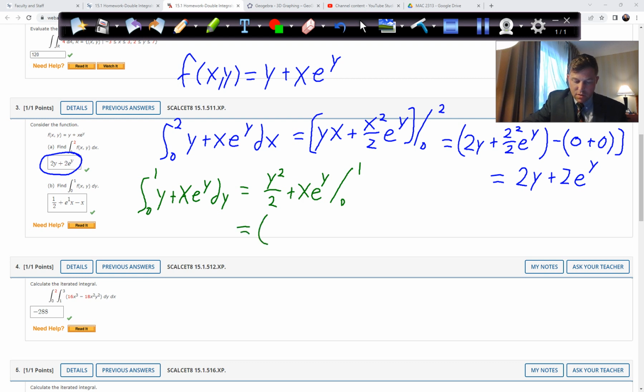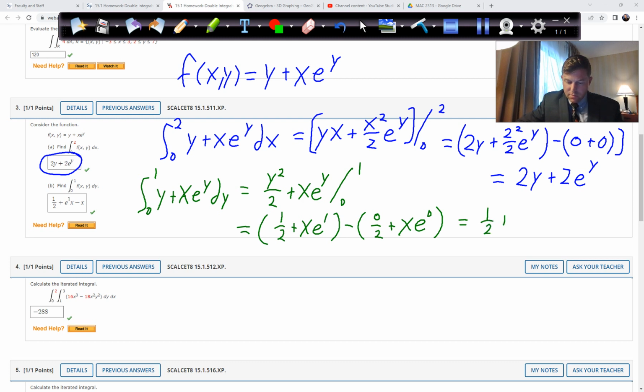So that's going to equal 1/2 plus x e to the first minus 0 over 2 plus x e to the 0. And e to the 0 is a number, it's 1. So we're going to get 1/2 plus x e to the 1 minus x times e to the 0, which is 1. So we get 1/2 plus xe minus x, which is right there. That's problem 3. Moving right along.